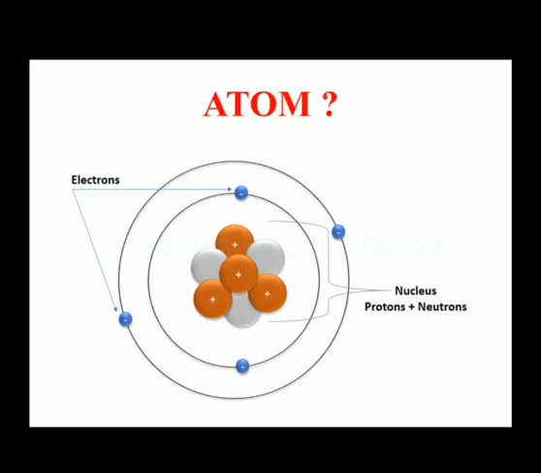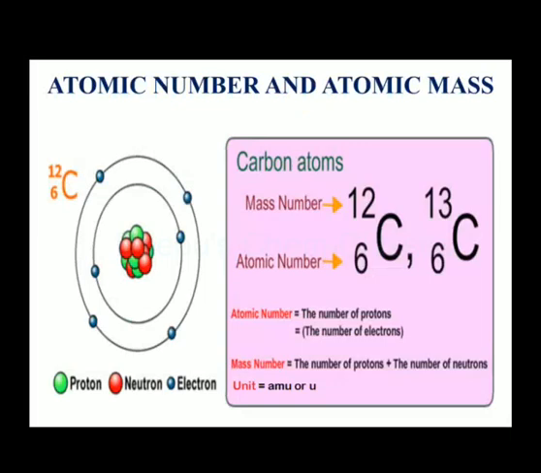So let us see what is atomic mass. Before that we should know what is atomic number. Atomic number is equal to the number of protons. In an atom, the number of positively charged and negatively charged particles is always equal. So we can also equate atomic number to the number of electrons.